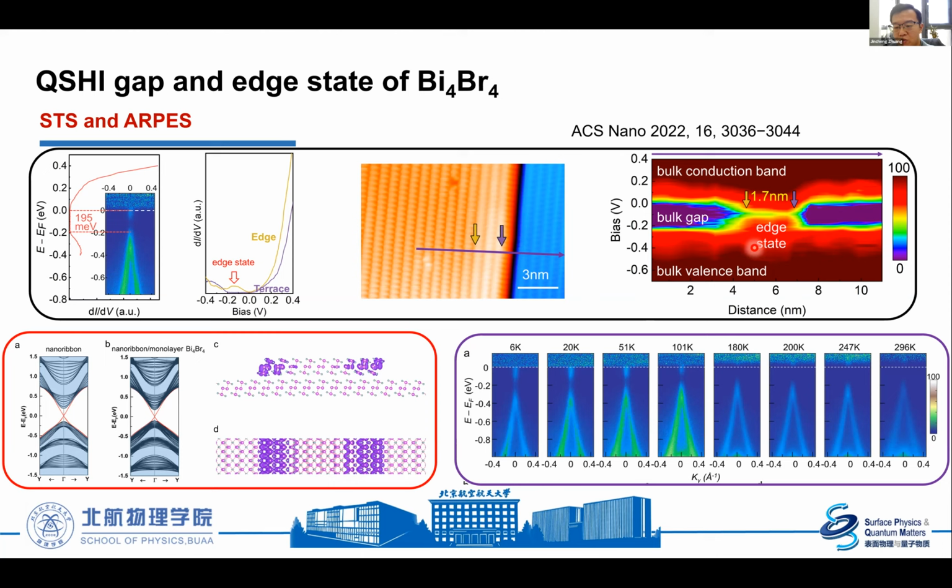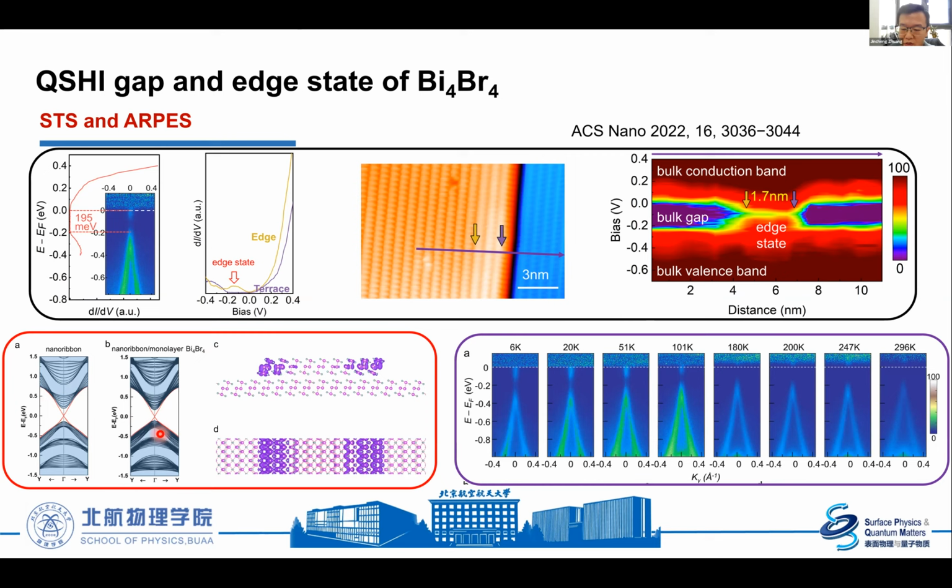We also perform DFT calculations. For the nanoribbon case, we see a linear energy momentum dispersion in the gap region. We also take the monolayer bismuth bromide as a substrate, and after taking into account the interaction between the nanoribbon and the underlying substrate, the linear energy momentum dispersion structure still survives.